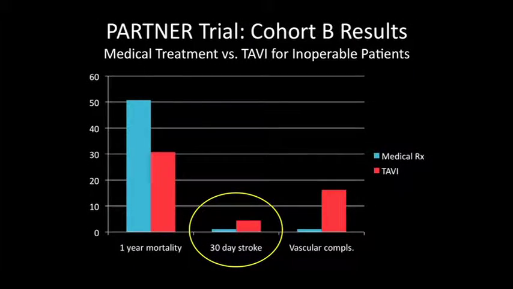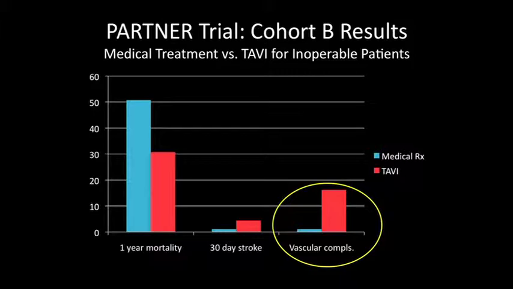With TAVI, we see, again, an increased incidence of stroke and with vascular access complications. For example, the stroke rate in this PARTNER B cohort was about 5% at 30 days for the transcatheter and 1% in the medically treated people. And the vascular complication rate was 16% versus 1%.